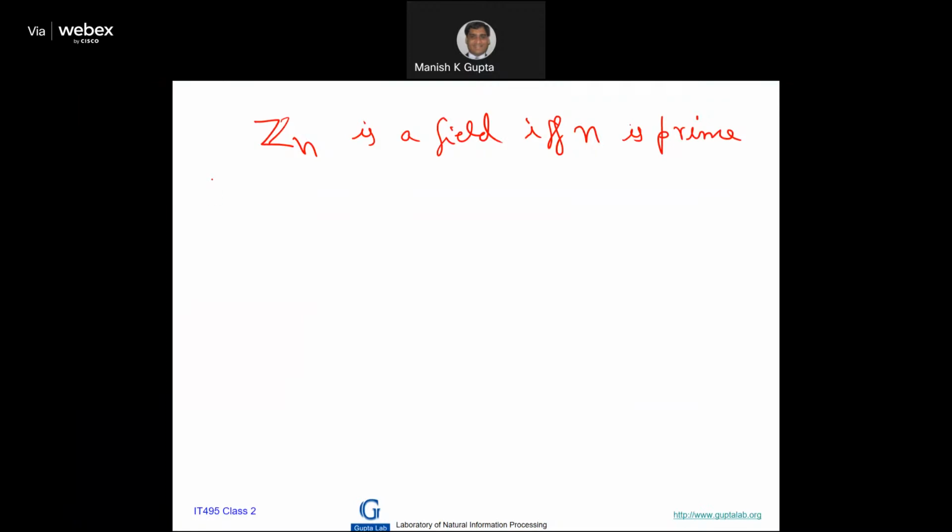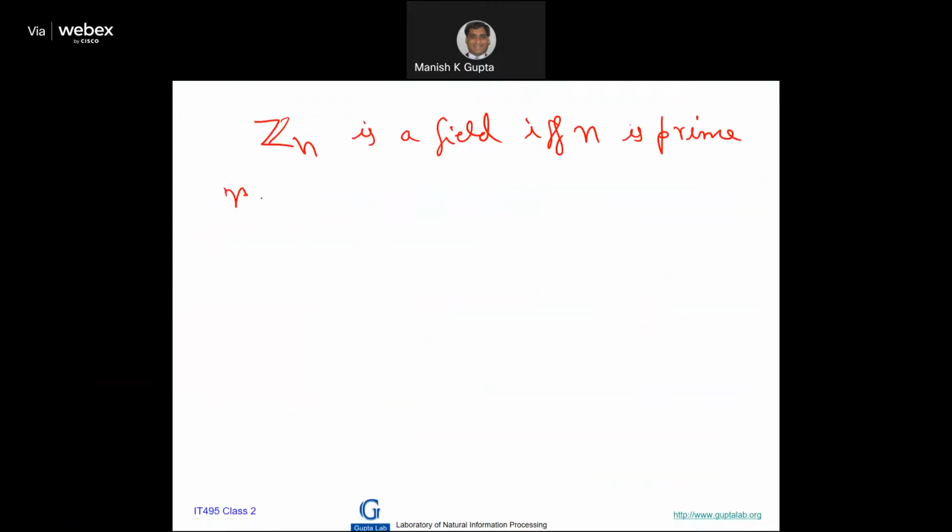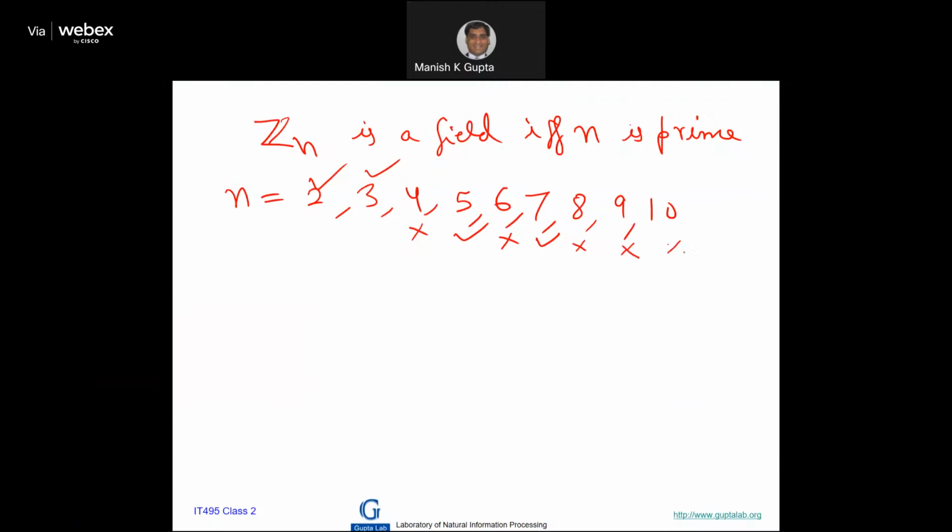So the question is, we have n equal to 2, 3, 4, 5, 6, 7, 8, 9, 10. 2 is a field, 3 is a field, 4 is not a field, 5 is a field, 6 is not a field, 7 is a field, 8 is not a field, right? 9 is a field or not? 9 is not a field, 10 is not a field.